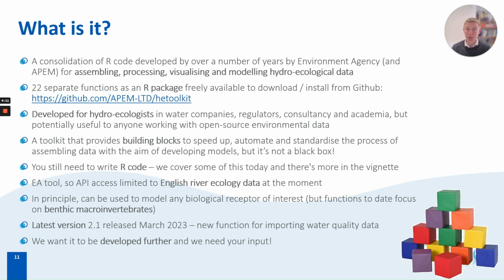The current latest working version of the HE toolkit is version 2.1, which we released at the end of March 2023. This incorporates various small enhancements and bug fixes, as well as a new function for importing water quality data. The HE toolkit is still evolving, however, and we would love to hear from you if you've got any further ideas or suggestions about how we could help shape the future development of the HE toolkit. There's more details at the end of this presentation about how you can get in touch with us with any suggestions.